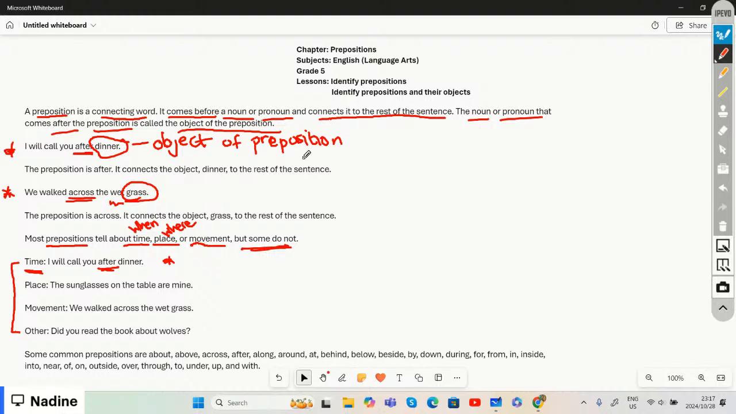The next one says, here we have a preposition of place. The sunglasses on the table are mine. What do you think is the preposition of place within that sentence?